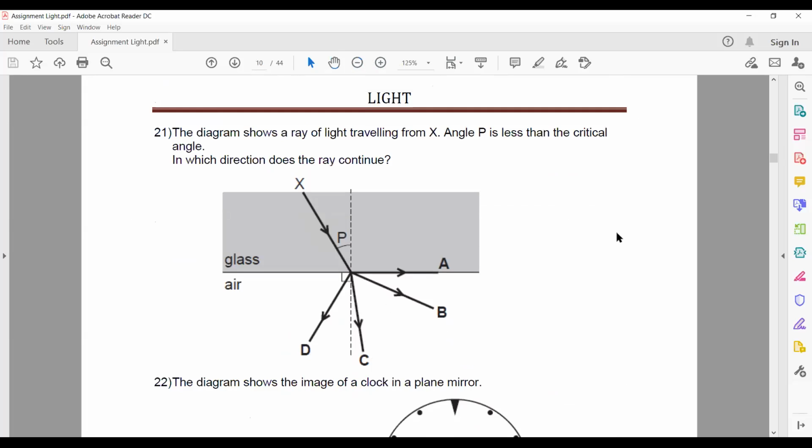Question 21. The diagram shows a ray of light traveling from X. The angle P is less than the critical angle. In which direction does the ray continue?